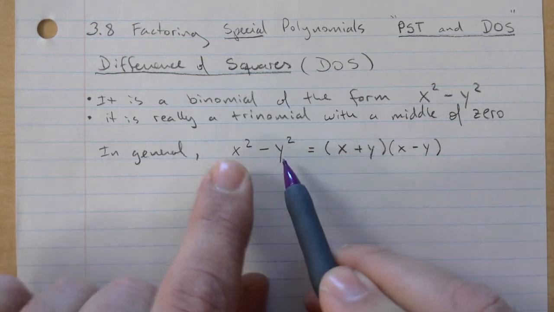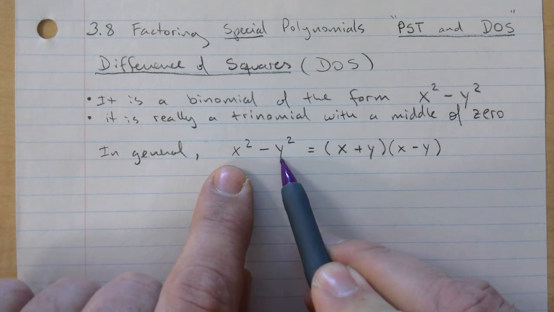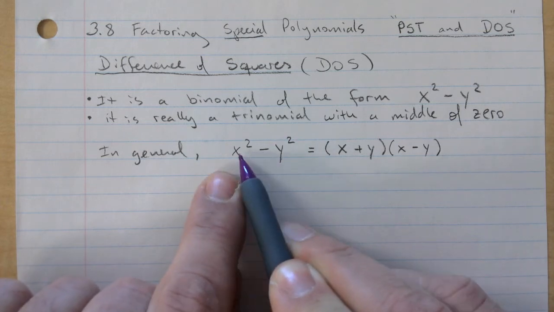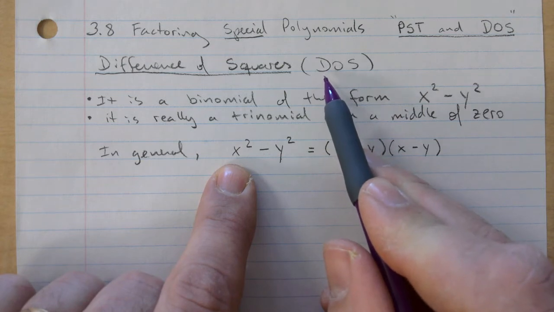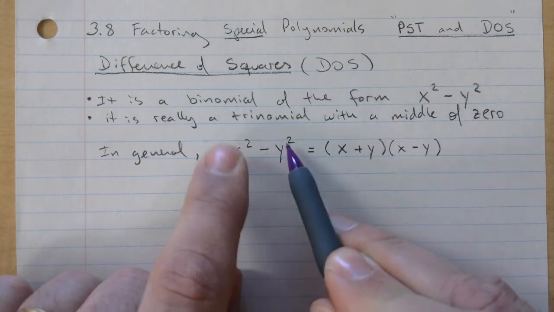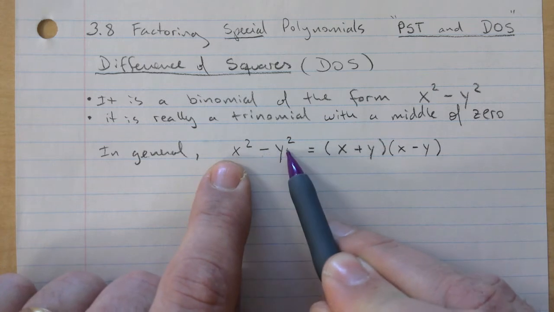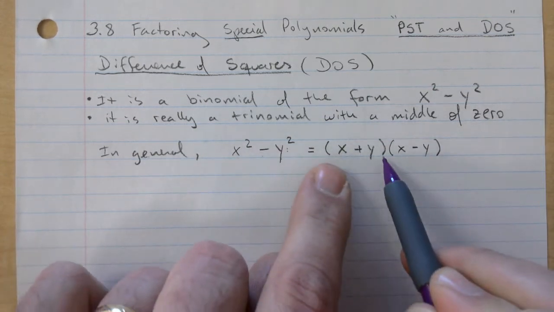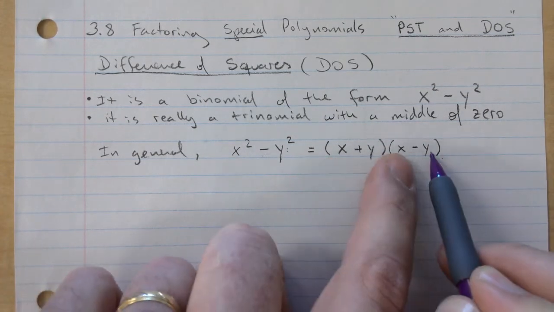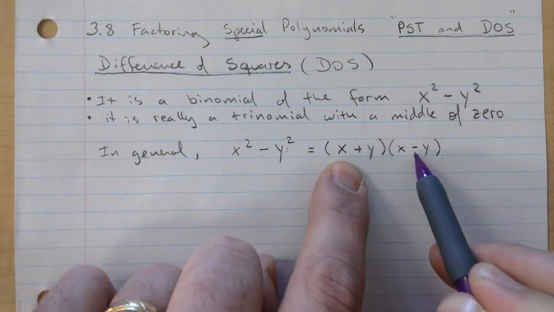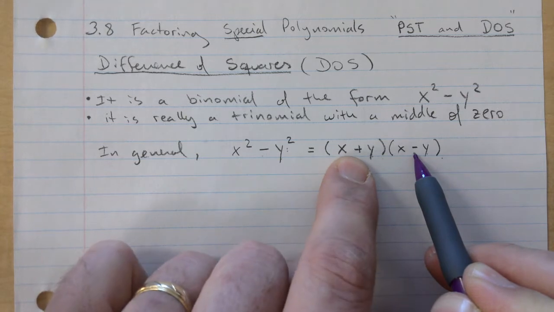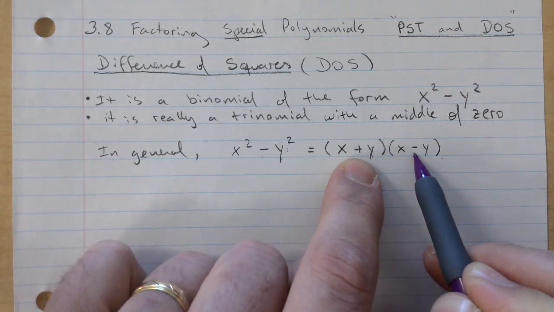So if you notice that it's just a binomial and you have a negative in between them, your difference, right? Difference is minus. So a difference of squares, if you see that, then we're going to have two brackets and they're going to look identical except for one is going to have a positive sign and one is going to have a negative sign. That is a must.